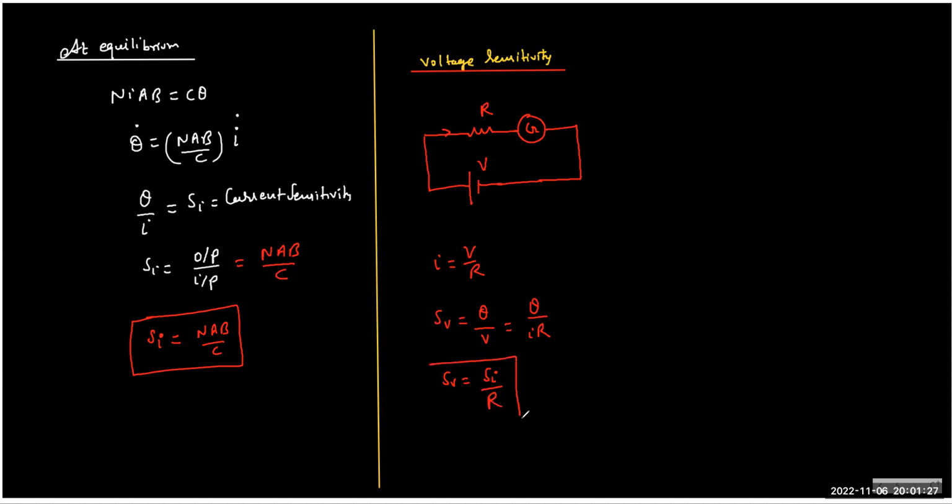Therefore, it is very interesting to understand that the voltage sensitivity turns out to be current sensitivity upon R. Many students use the formula V equals IR, and therefore they also use a similar formula for the sensitivity, but it is the other way around. You can see the voltage sensitivity is current sensitivity upon R. It is not into R. So this is what you also need to remember, something called voltage sensitivity.